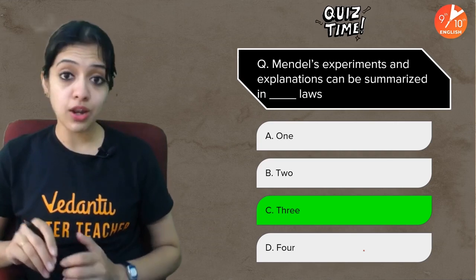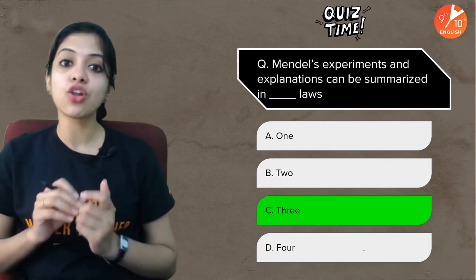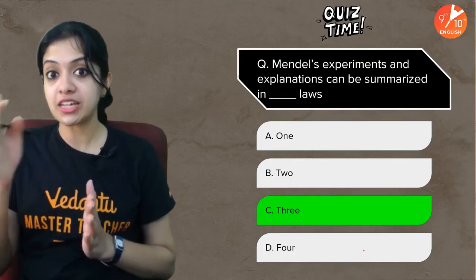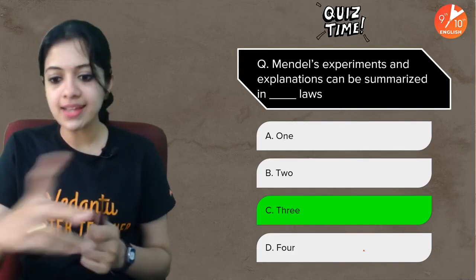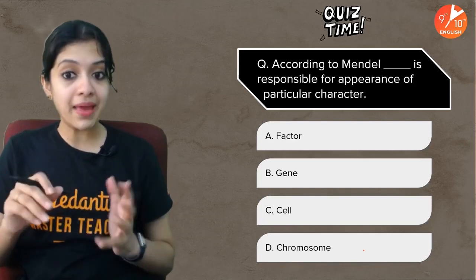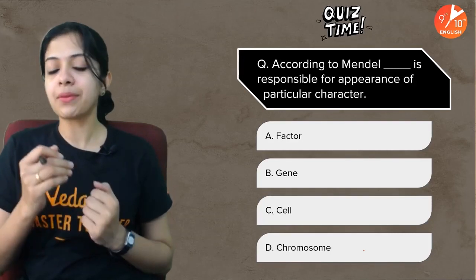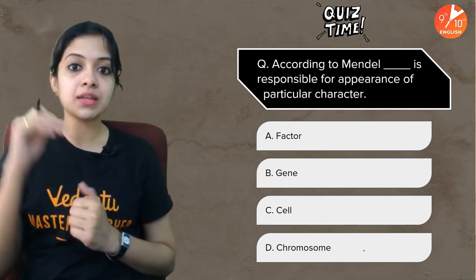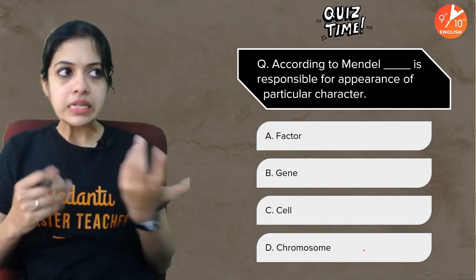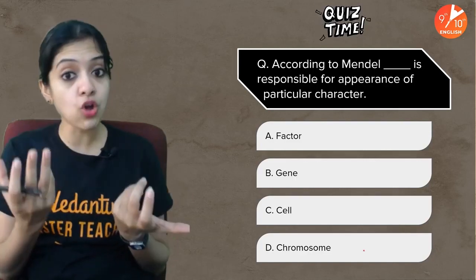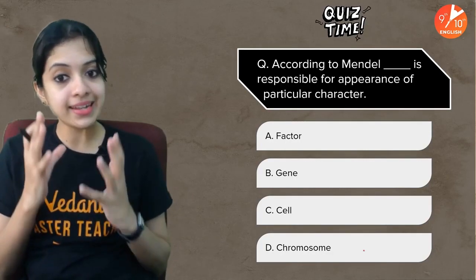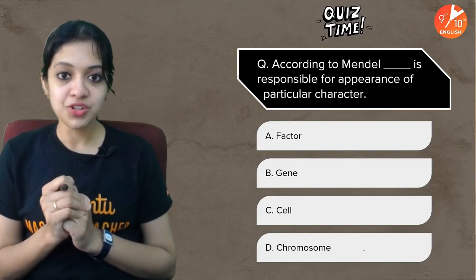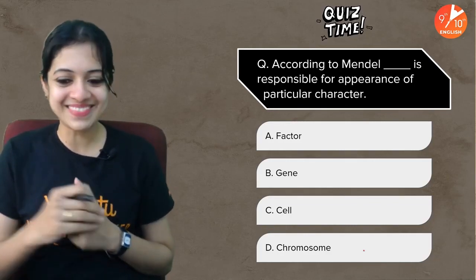I told you the law of dominance, the law of segregation, and the law of independent assortment, all of which will make sense to you once we are done with session 3 and session 4. Okay, guys, so now, according to Mendel, dash is responsible for the appearance of a particular character. Remember the stories I told you about Mendel? Back in Mendel's times, certain terms were used, certain terms were not used. What did Mendel think was responsible for the appearance of a particular character? Not what we know it as today.